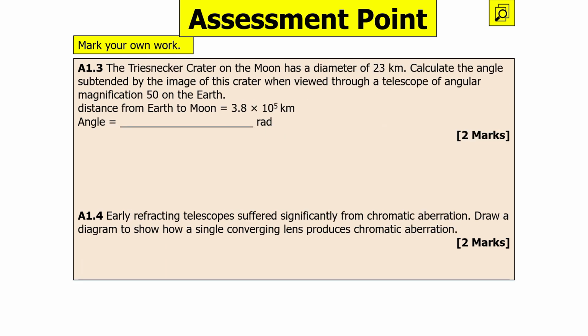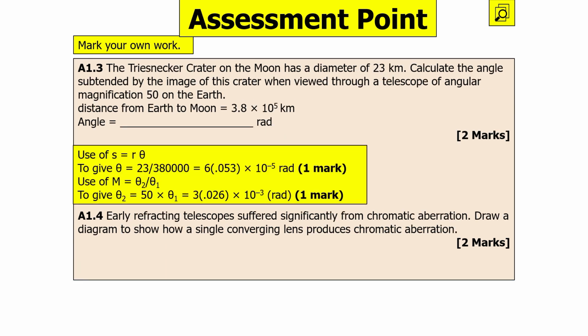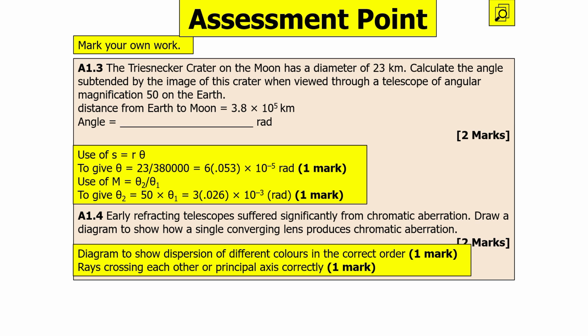In this next one, we know that S equals R theta, so therefore theta is S over R, S being the diameter of the object and R being the distance to the object. Put them both in meters, or you can keep them in kilometers to be fair, because it'll be a ratio. So we get 6 times 10 to the minus 5 radians. We know m is theta I over theta O, so we work that through to equal 3 times 10 to the minus 3 radians. And then the idea with chromatic aberration is that the red wavelength will have its focus further away from the lens than the blue wavelength will.